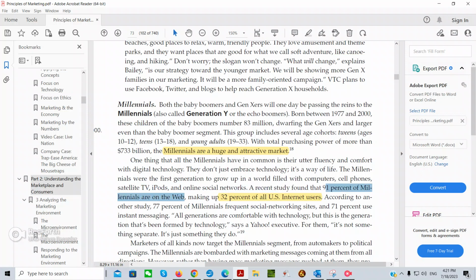32% of all US internet users, 91% of millennials are on the web, and 71% use instant messaging. Instant messaging is not something new because I remember it even in 2000 when it was first coming out. But now there's different forms of instant messaging. Anyway, all generations are comfortable with technology, but this is the generation that's been formed by technology, says a Yahoo executive. For them, it's not something separate, it's just something they do.